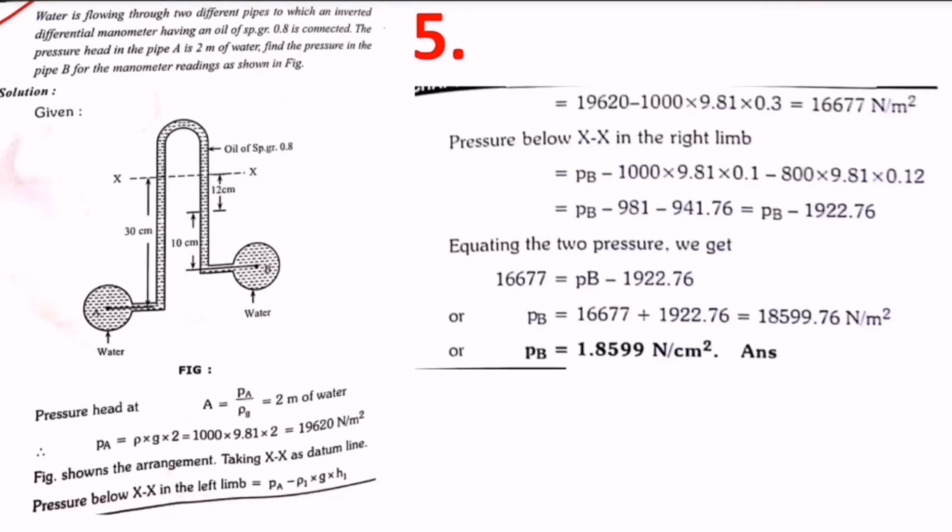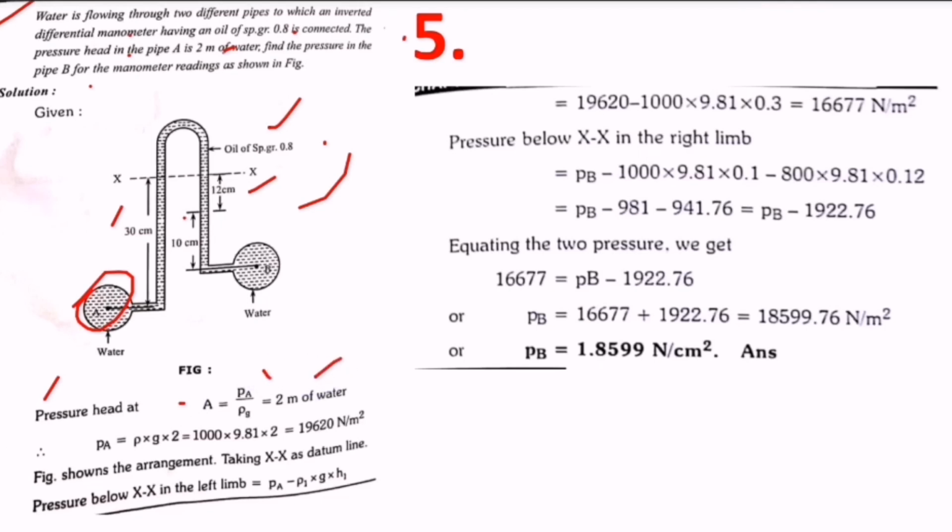Fifth question, water is flowing through two different pipes to which an inverted differential manometer having an oil of specific gravity 0.8 is connected. The pressure head in the pipe A is 2 meter of water. Find the pressure in the pipe B for the manometer readings as shown in the figure. The figure is given, oil of specific gravity 0.8, this side is 12 centimeter, this is 30 centimeters, this is 10 centimeter.